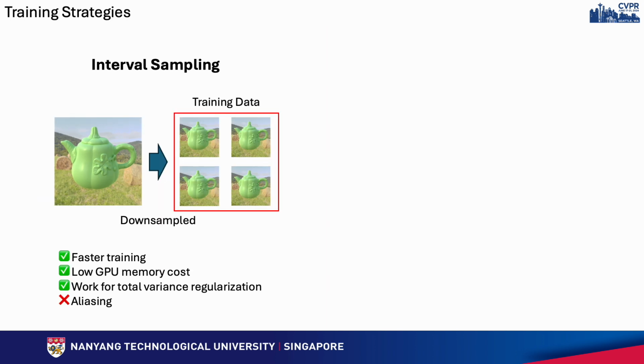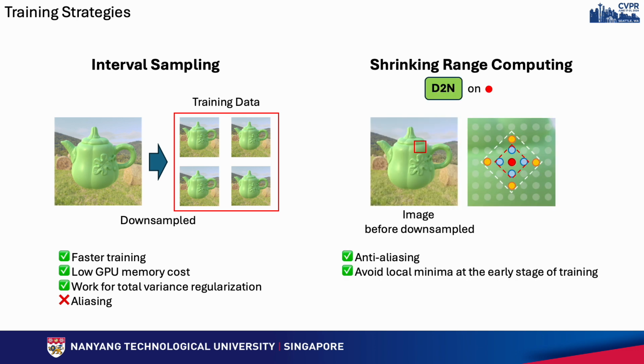In practice, we found that optimizing this framework is time-consuming. Therefore, we propose interval sampling to downsample high-resolution images into many low-resolution ones, which are used to train the entire network. This approach significantly improves the optimization efficiency and reduces the computation cost. Compared to patch-based downsampling strategies, this method better preserves overall object information, enabling regularization terms to work better. However, it may introduce aliasing issues. Therefore, we propose shrinking range computing for anti-aliasing. It also avoids local minima at the early stage of training.